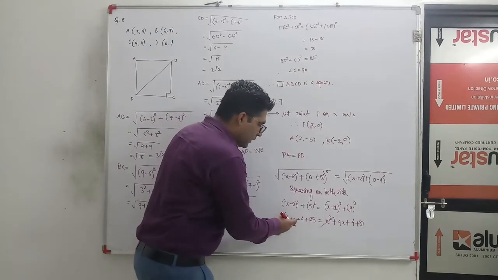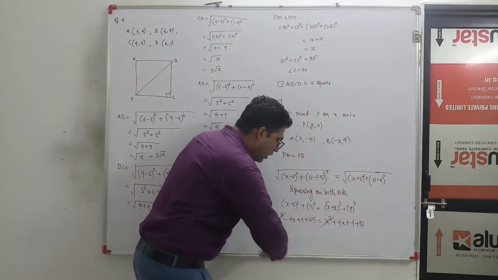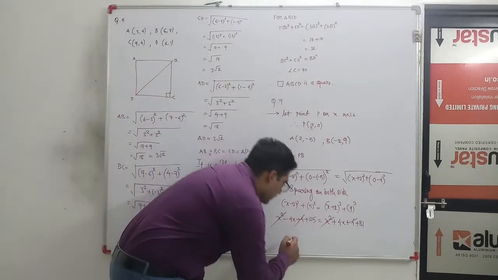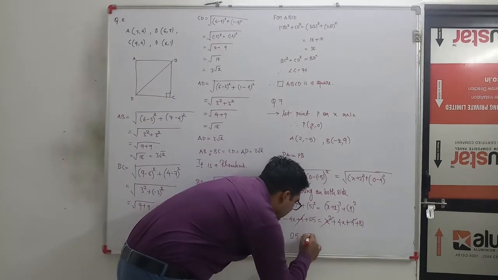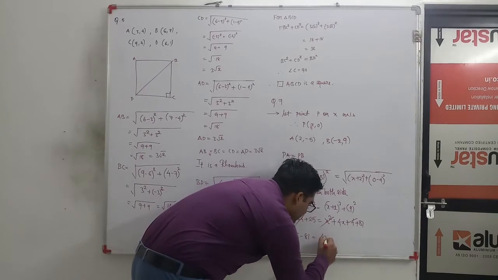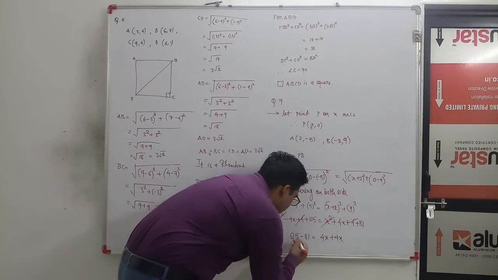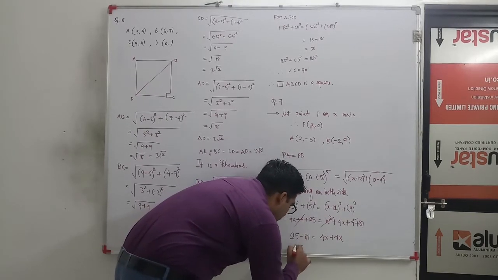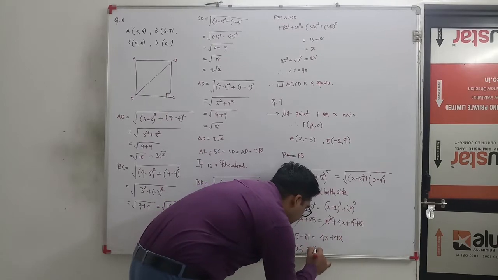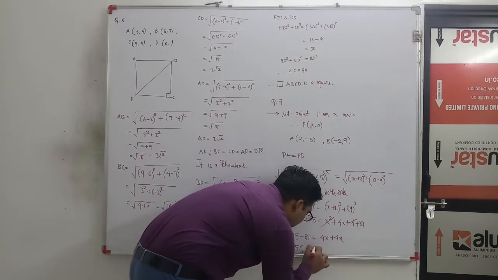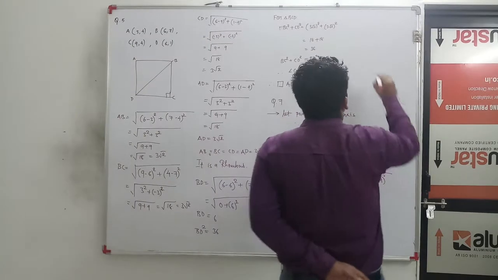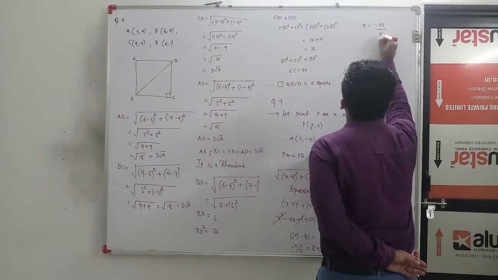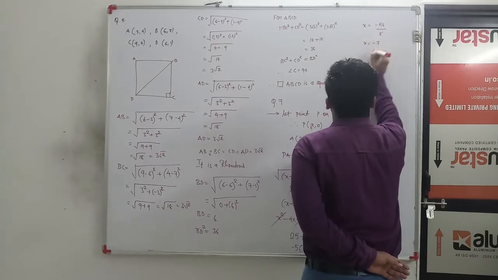Now see, this x square and this x square cancel because they have the same sign. So here I am shifting this 4x here and all the values here. The 4 and 4 also cancel because they have the same sign. So when I shift, it becomes 25 minus 81 is equal to 4x plus 4x. So 25 minus 81 is minus 56, is equal to 4x plus 4x, 8x. So what is the value of x? x is equal to minus 56 divided by 8. So x is equal to minus 7.